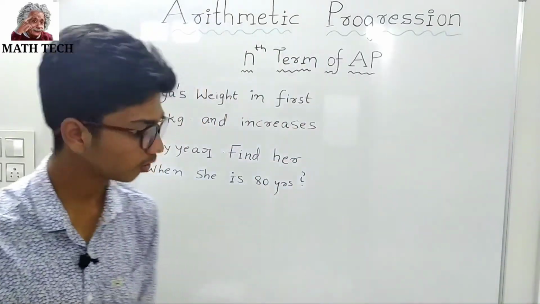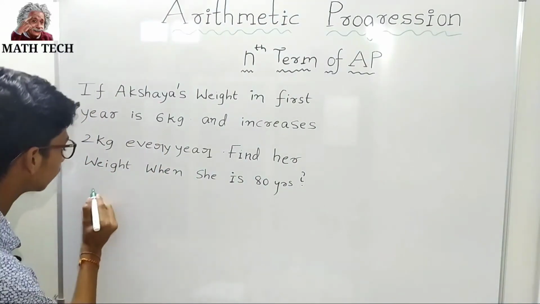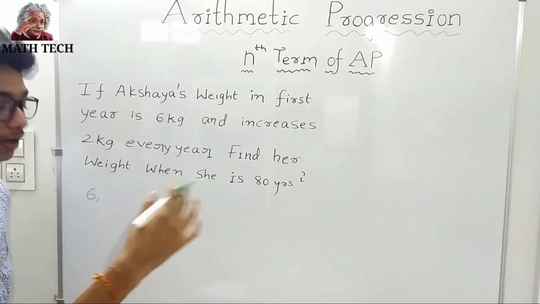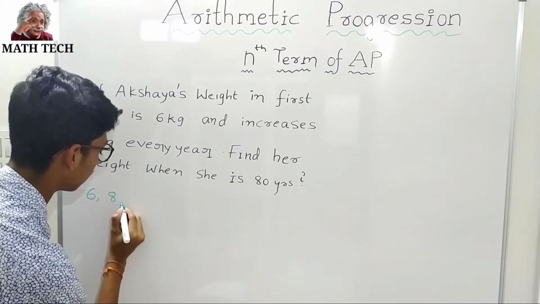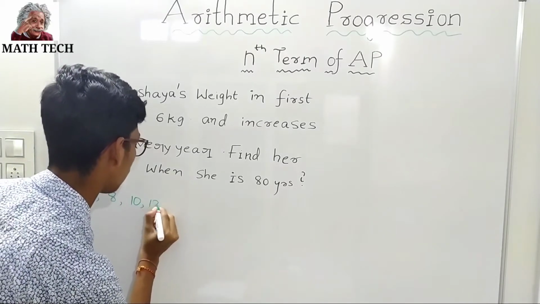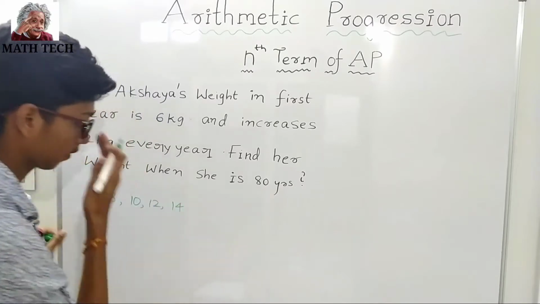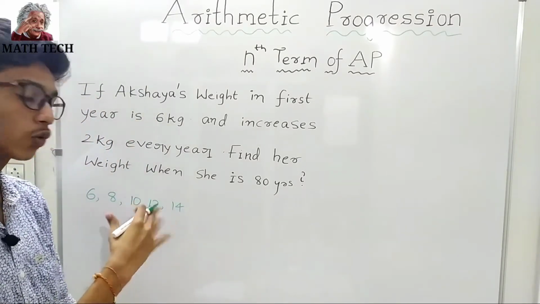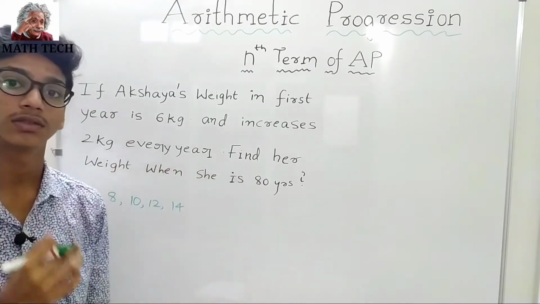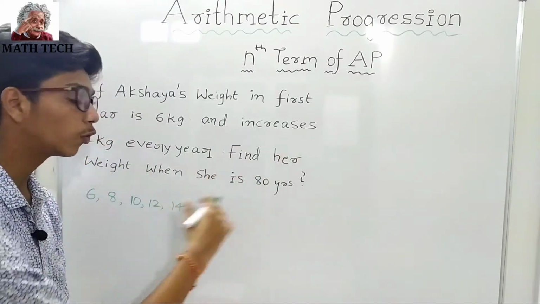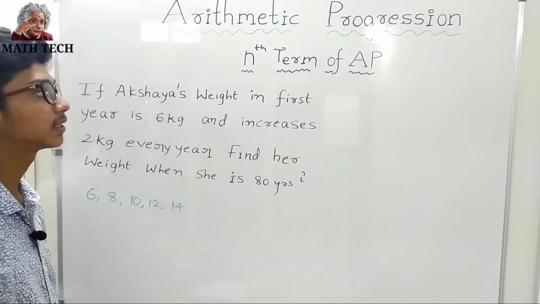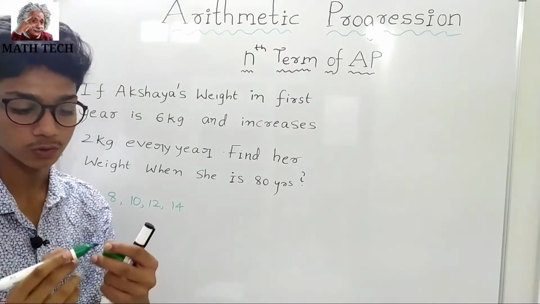So first of all, she is 6 kg in the first year and increases 2 kg every year. The second year is 8 kg, and in the third year it is 10, 12, 14. In such a way her weight is going up. So to find her weight when she is 80 years, you would have to go on doing this up to 80. Can you do that? No. So in these cases the nth term of an AP is very useful.